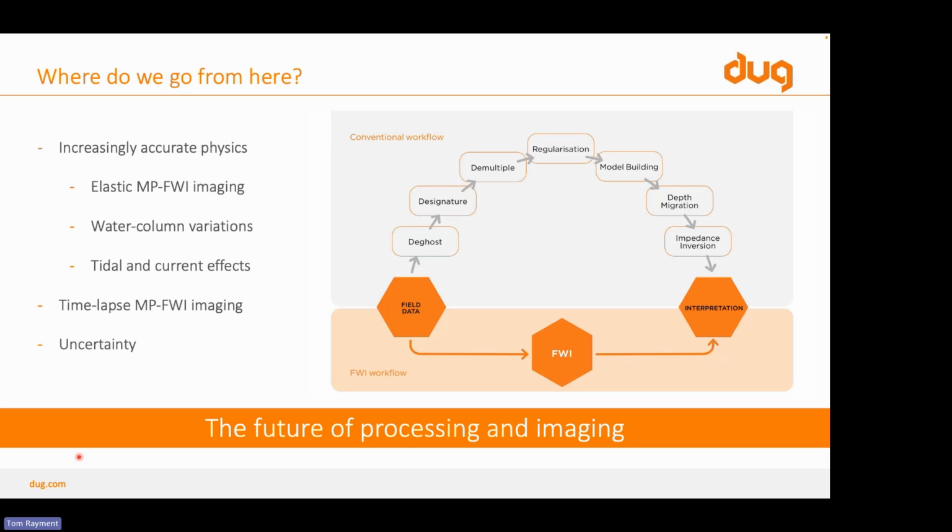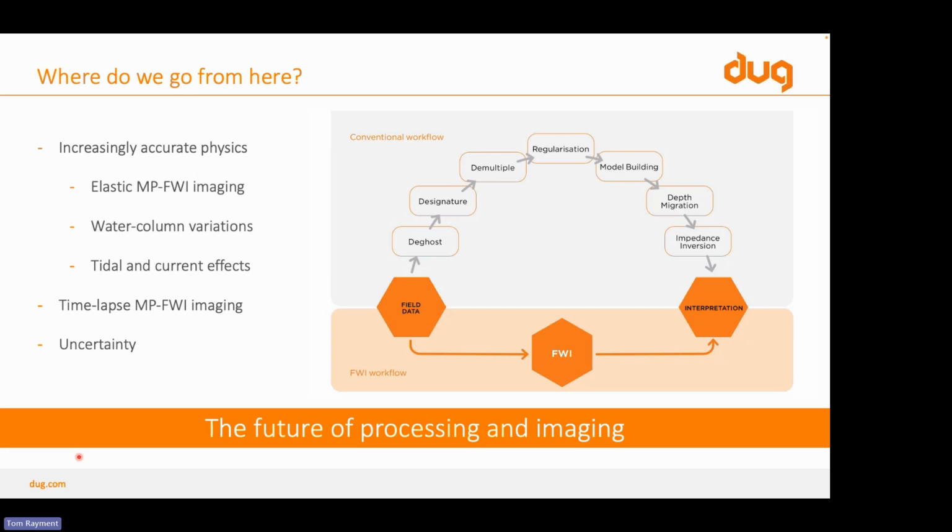But where do we go from here? Well, what we're trying to do is build increasingly accurate physics into this algorithm. So the first obvious thing is elastic multi-parameter FWI imaging, which we are hopefully close to releasing. Other effects of modeling the acquisition as accurately as we can. That means including things like water column variations in our modeling, including tidal and current effects, all things that we're looking at right now, and many other things such as source and receiver array effects to try and accurately model the seismic experiment as best we can.